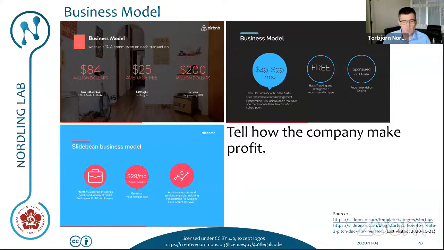Then Slidebean, their business model is based on a monthly subscription service positioned initially at small businesses, so 2 to 10 employees, and they charge $29 per month. And then they have some additional on-demand services available, including a service where one of their professionals makes the pitch deck.